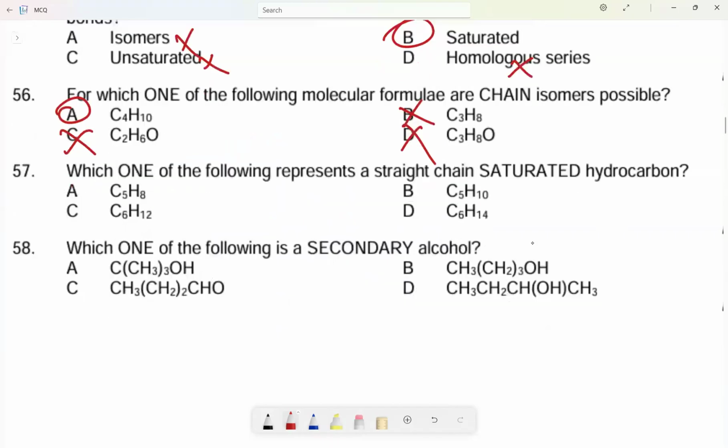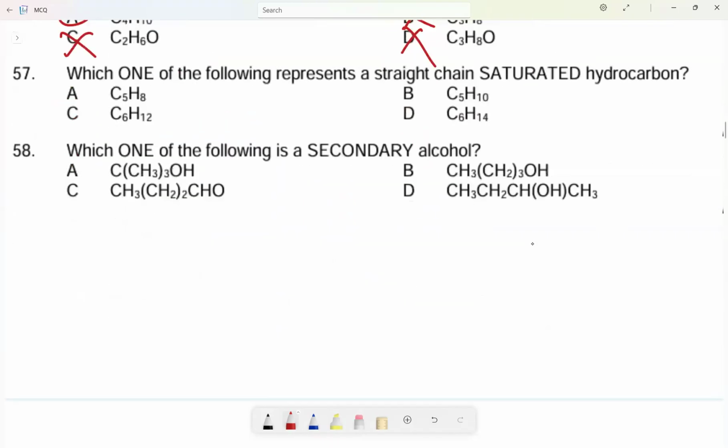Okay. Which one of the following represents a straight chain isomer? Straight chain saturated hydrocarbons. Saturated, for single. So this should be an alkane. And alkane has a general formula CnH2n plus 2. So this one is wrong.